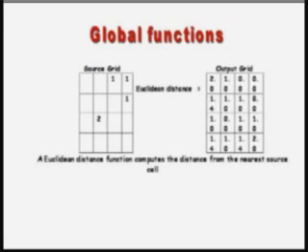Then it comes to the global functions, which are basically used for calculating distances. When we talked about raster, you can divide it into square uniform cells, or you can divide into rectangles, hexagons, or triangles also. That means your raster can be represented in any one of these forms.